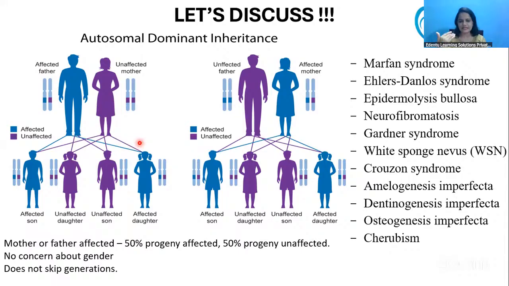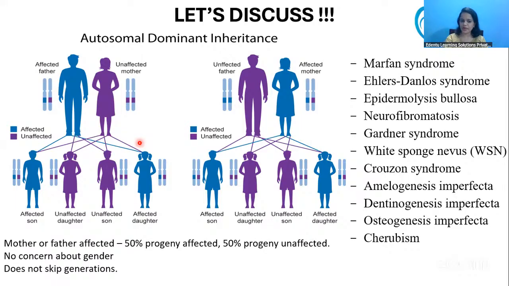Almost all the diseases that we study in pathology, like Marfan syndrome, Ehlers-Danlos syndrome, epidermolysis bullosa, Gardner syndrome, amelogenesis imperfecta, dentinogenesis imperfecta, almost all are of this autosomal dominant pattern of inheritance. So 3 things that you have to remember about this autosomal dominant mode of inheritance. One affected parent is enough to cause some kind of disorder in the next generation.